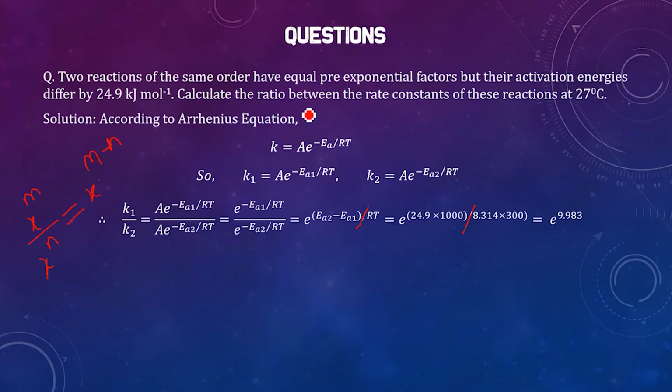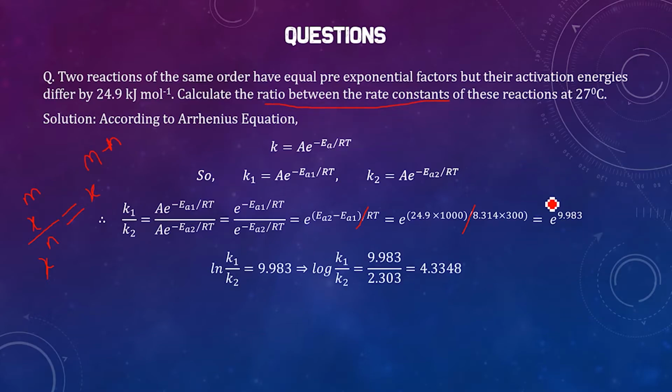Now you have to find the ratio between this. But you can't leave it in this way. You have to find the log value. So just take the natural logarithm on both sides, then this will be ln K1 upon K2, and here the e will go out, the anti-log we can say. So this is 9.983.